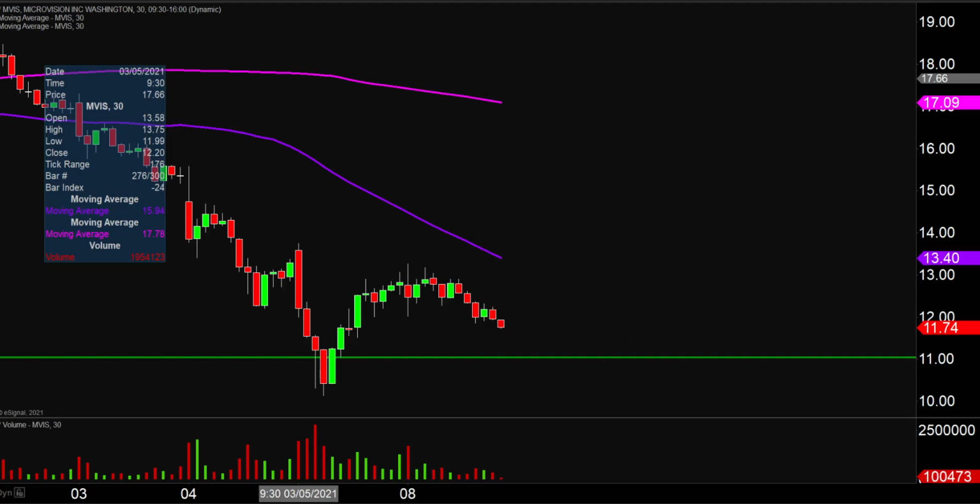Main level of resistance, going to be that 50-period moving average. Key level of support, the key level to help us gauge whether or not the price is making progress or not, down there at $11. So let's see how this one continues to play out.